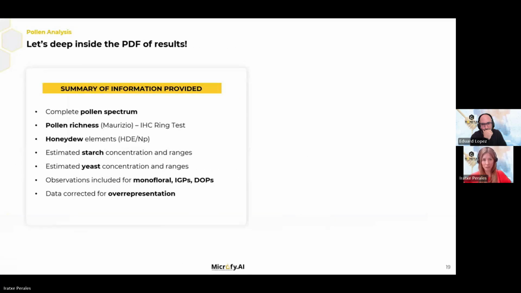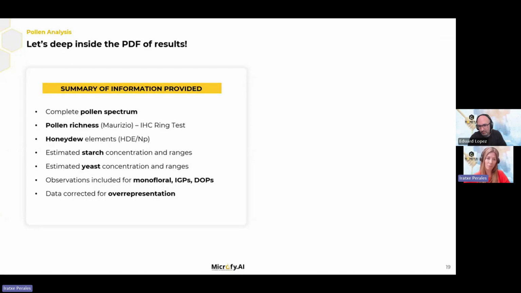So, as a summary, which information do you have in our PDF? In 1 hour, 12 euros. You have the complete pollen spectrum with nectariferous, polliniferous, and specific indications. Also the pollen richness. Our accuracy is very good. We already demonstrated that with a ring test done with the International Honey Commission with other labs.